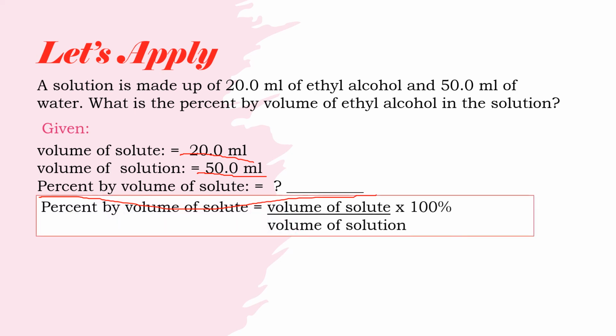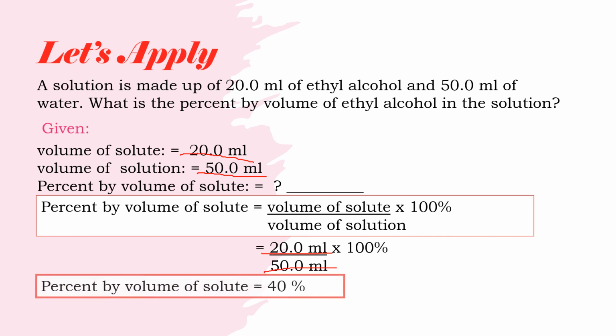Okay, so using this formula, we have percent by volume of solute is equal to the volume of solute divided by the volume of solution times 100%. Okay, so ilan ba yung volume of solute natin? So we have 20.0 ml, divided by the volume of solution, which is 50 ml, times 100%. So the percent by volume of solute is equal to 40%.